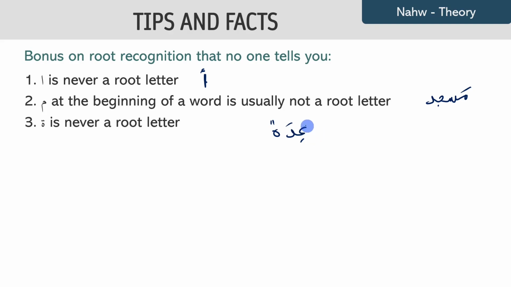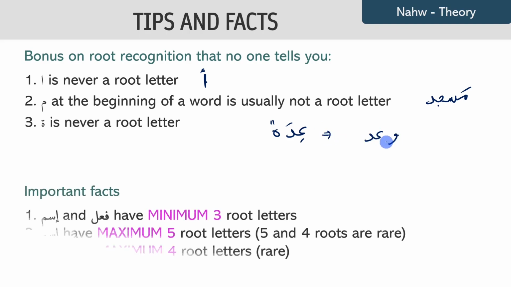So this word has 3 letters, but the ta is not a root letter, which means that there is one root letter that is missing that you don't know. So idatun can't be the root letters alone. The reason for that is because an ism can never have 2 root letters. Only minimum it has 3 root letters. So there is one root letter missing, which is wa'ada.